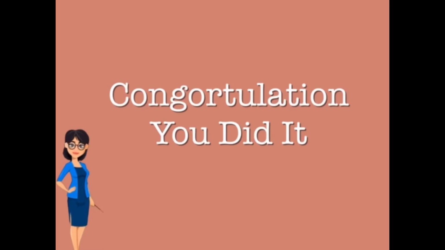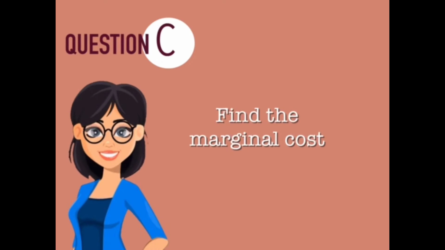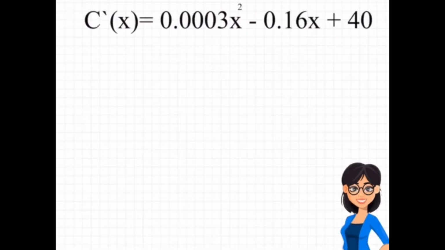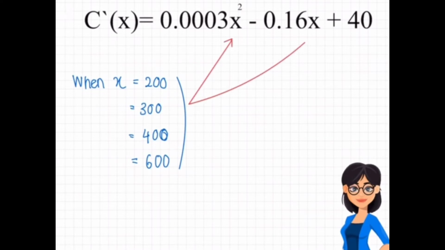And congratulations, you have done it. Next, we have question C, to find the marginal cost when x has a certain number, which is when x is equal to 200, x is equal to 300, x is equal to 400, and x is equal to 600. Now, all you have to do is substitute all these x's into the x in the equation above, the x squared, and also the x beside 0.16.